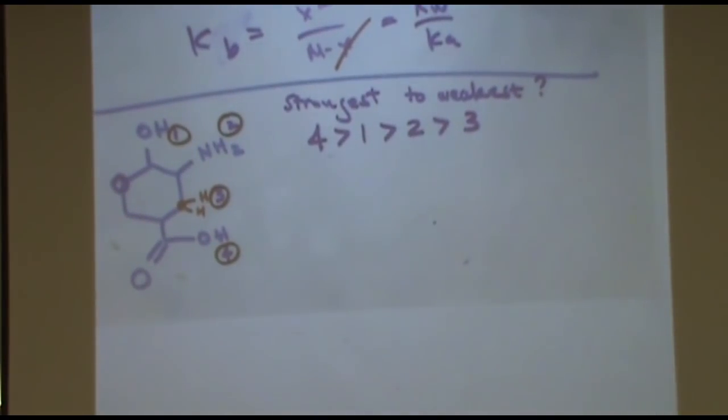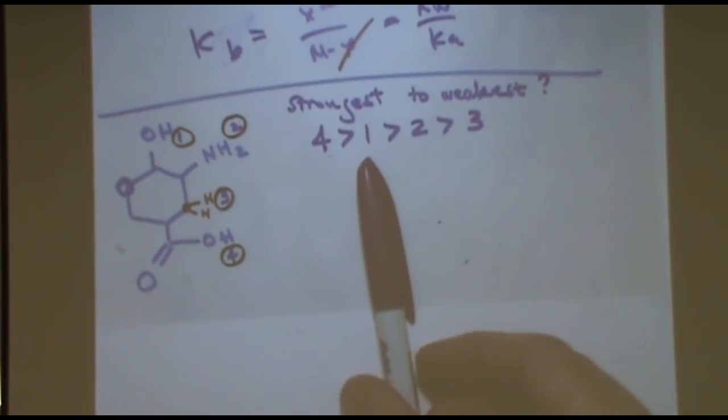All right, let's talk about why. Let's start with why 2 versus 3 as far as the weakest goes. What's the difference between 2 and 3? For 2, the hydrogens are on a carbon. For 3, they're on a nitrogen. Different atoms, you look at the periodic table. Nitrogen is more to the right. It means that hydrogen will be stronger.